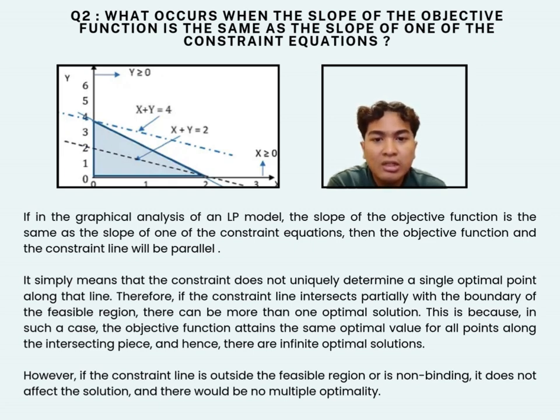Therefore, if the constraint line intersects partially with the boundary of the feasible region, there can be more than one optimal solution. This is because, in such a case, the objective function attains the same optimal value for all the points along the intersecting piece, and hence there are infinite optimal solutions. However, if the constraint line is outside the feasible region or is non-binding, it does not affect the solution, and there will be no multiple optima.